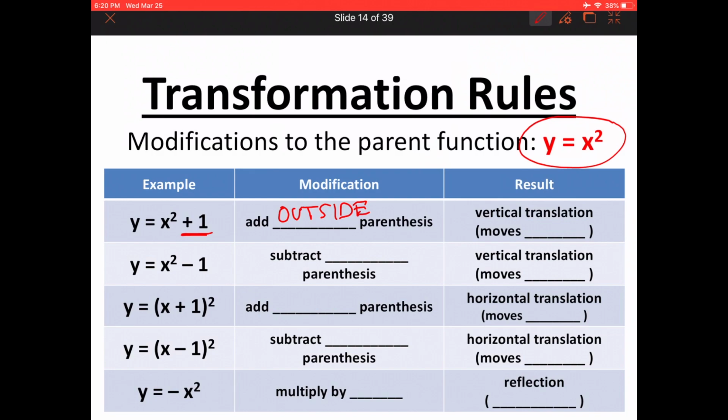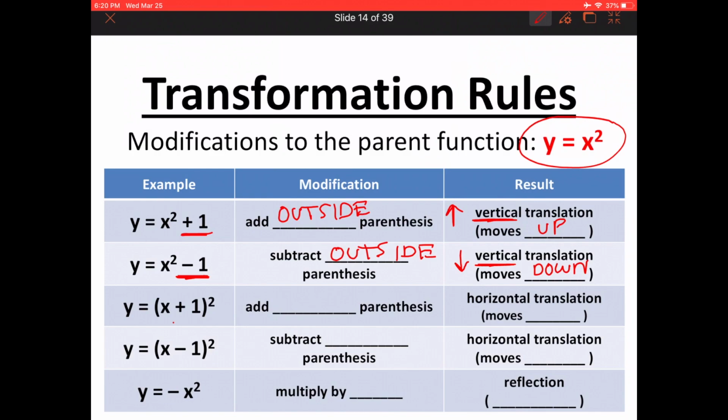This is going to be very important because if you are outside parentheses, it is a vertical translation that is moving you up. Okay, remember vertical moves you up or down, just like think of your vertical blinds in your house, that kind of thing. Or even in sports, right? If you have a vertical, it's how high you can jump. So our second transformation rule is if we subtract outside the parentheses. And again, anything outside parentheses is going to be a vertical transformation. And if we subtract on the outside, we are now moving down.